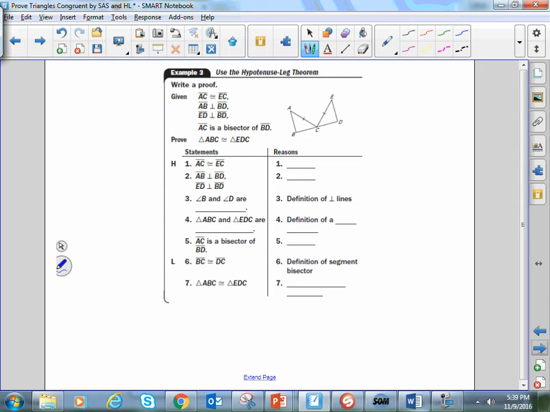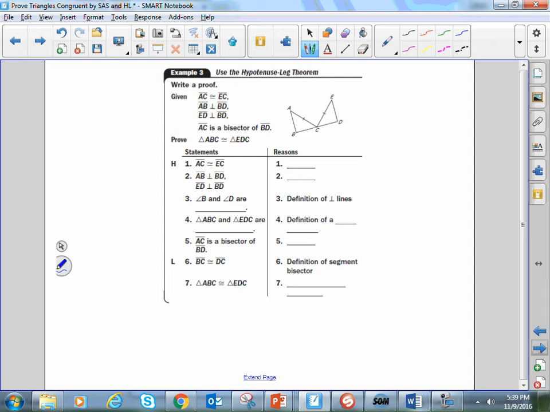So let's take a look at this triangle here. Write a proof to show that triangle ABC and triangle EDC are the same. Well, I'm going to take the information that they gave me and start marking up the figure. I'm going to just pretend that the proof isn't even there for now.